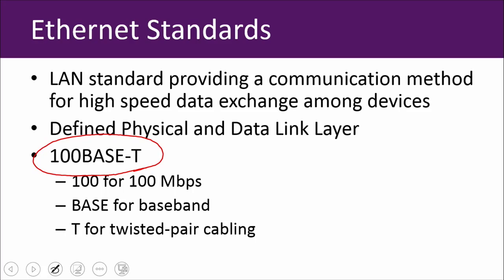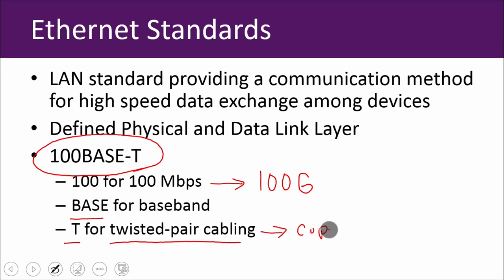100 is for 100 megabits per second. If it was in gigabits, it would be 100 with a capital G, right? Base is short for baseband, which is a technology that we can detail a little bit later. And then T stands for twisted pair cabling. So we know that the medium that's being used is just copper wire. Okay. Keep that in mind.